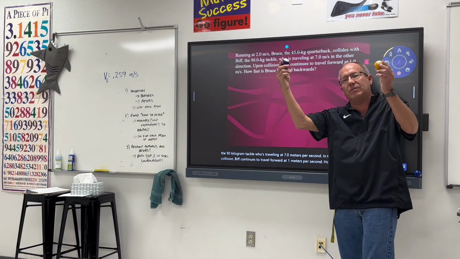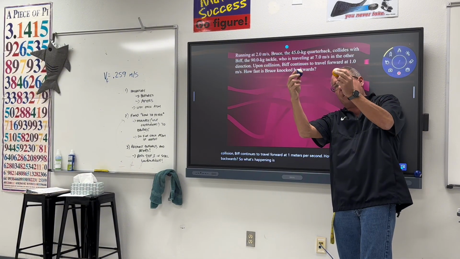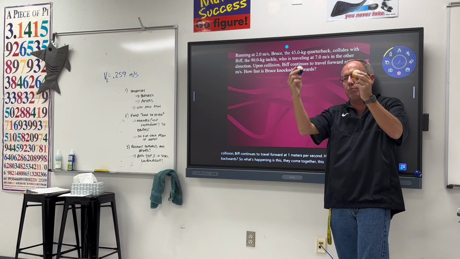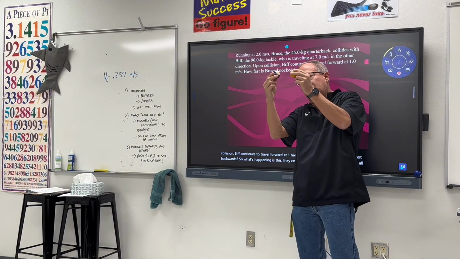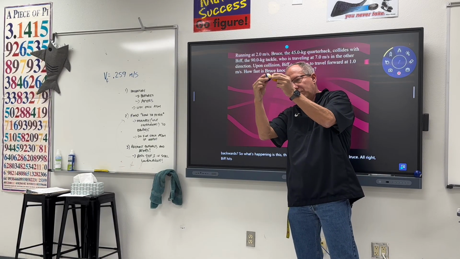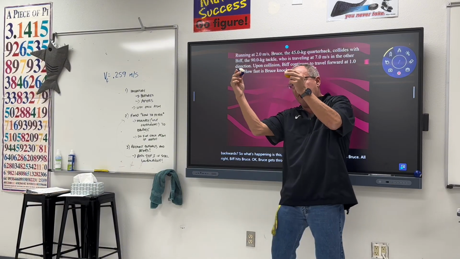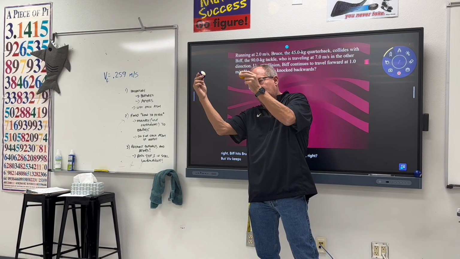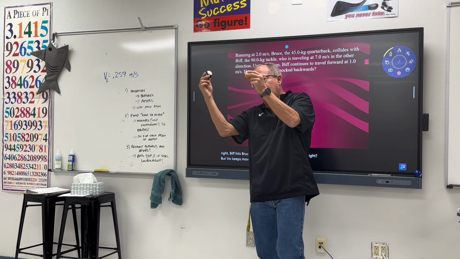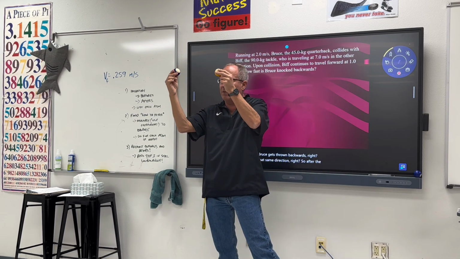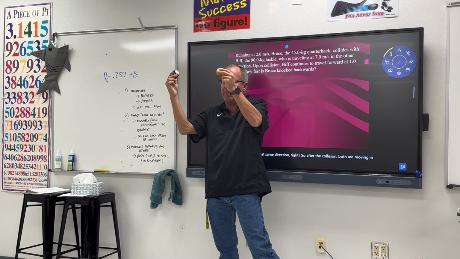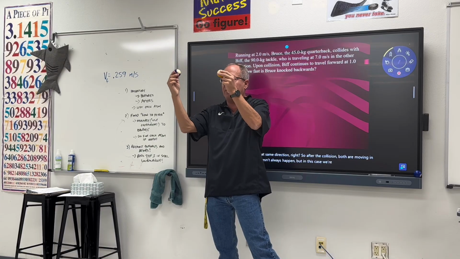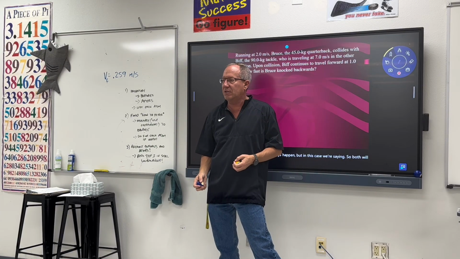So what's happening is this. They come together. This is Biff. This is Bruce. All right. Biff hits Bruce. Okay. Bruce gets thrown backwards, right? But Biff keeps moving in that same direction, right? So after the collision, both are moving in the same direction. That doesn't always happen, but in this case, we're saying so both will have to have the same sign. All right, you guys with me on that?